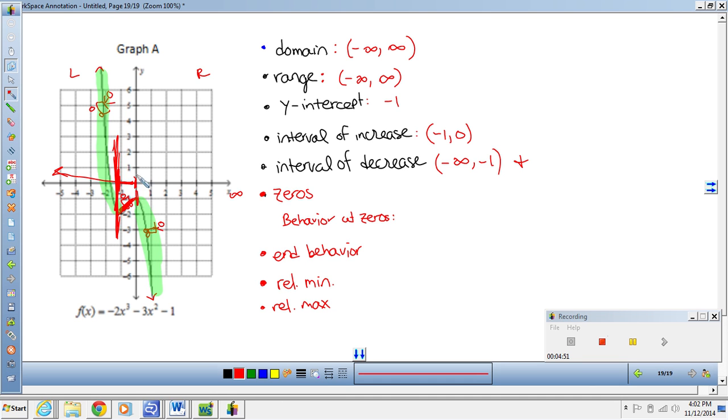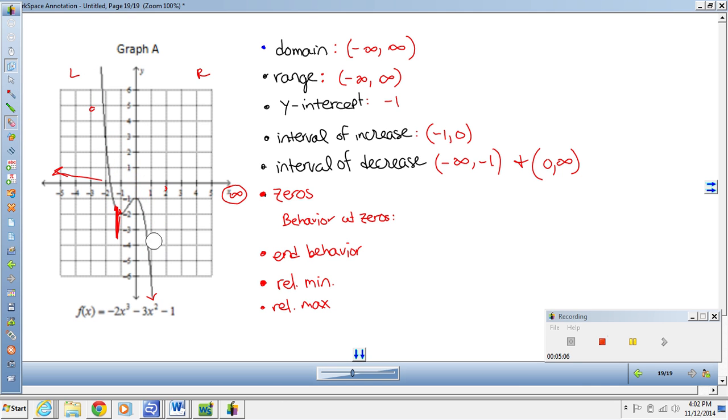So that is from 0, we're looking at the x value, remember what x value is at? 0, all the way to the right. So the right means positive infinity. So from 0 to positive infinity, we are also decreasing.